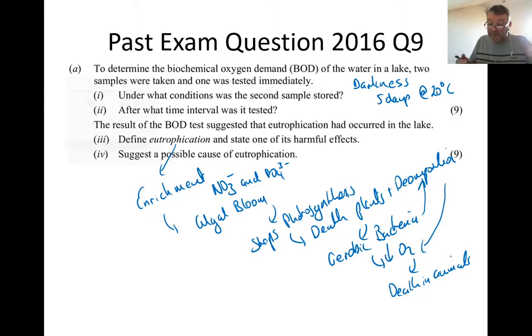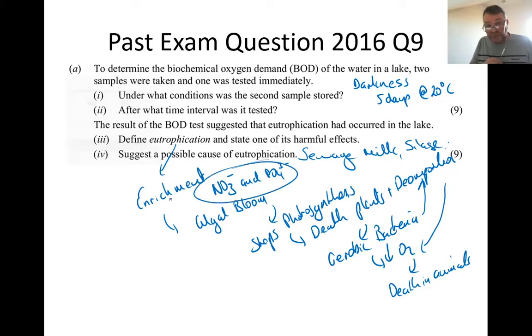Suggest a possible cause of eutrophication. There's loads. You can have sewage spillage. You could have milk spillage. You can have silage. Or, from our own houses, the nitrates and the phosphates. They're the ones that do the damage.